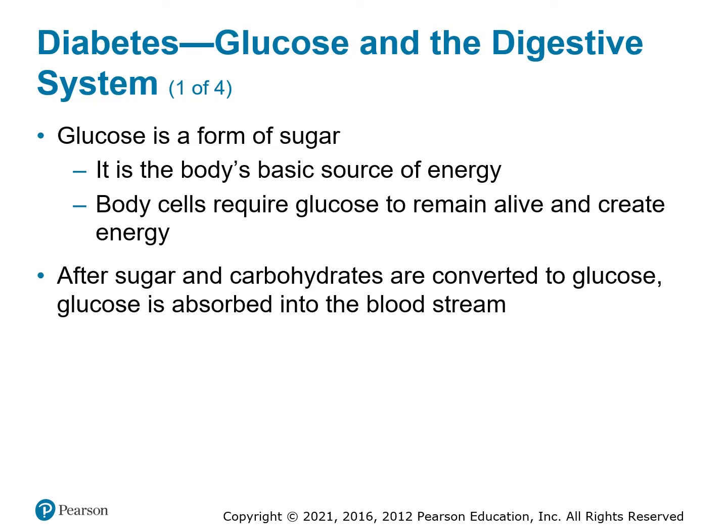Glucose is a form of sugar, and it is the body's main source of energy. Cells require glucose to remain active and to create energy. It takes energy to expel energy. Sugar and carbohydrates are converted into glucose, and then glucose is absorbed into the bloodstream.